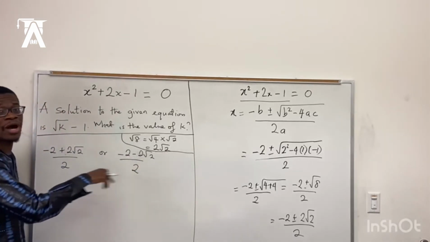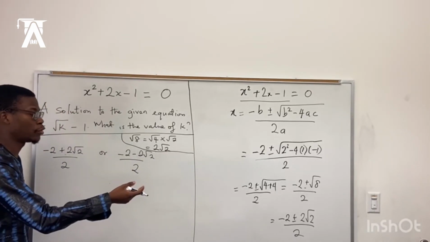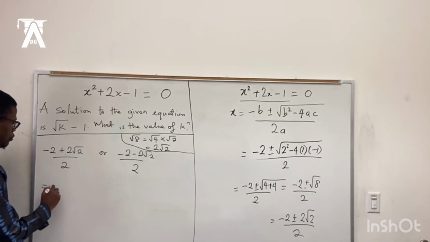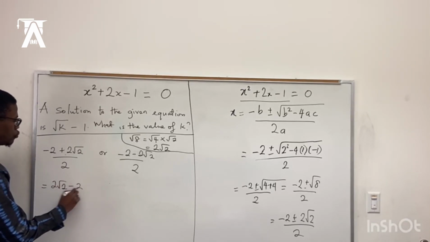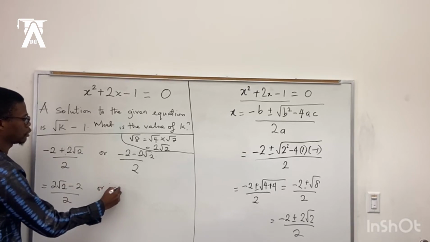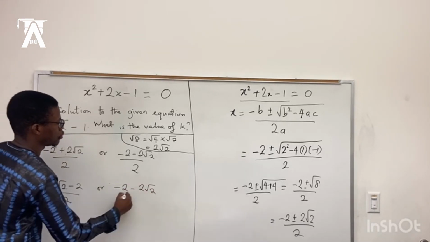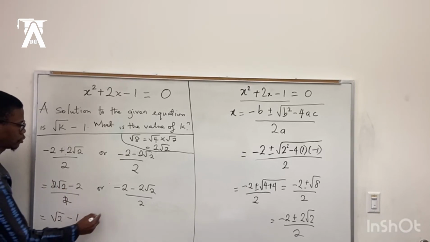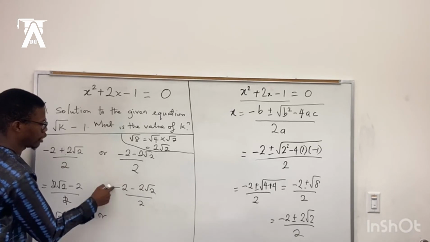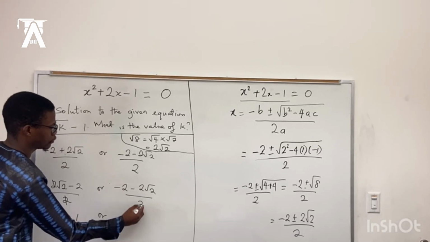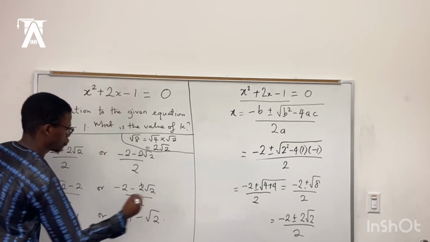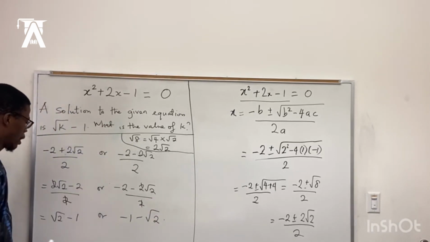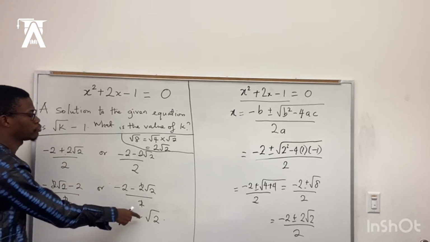That's why you have 2 roots of a quadratic equation. So this becomes 2 root 2 minus 2 divided by 2, or negative 2 minus 2 root 2 divided by 2. So then, 2 goes here: root 2 minus 2 divided by 2 is root 2 minus 1, or negative 2 divided by 2 is negative 1, minus root 2. So the roots of this equation are root 2 minus 1, or negative 1 minus root 2.